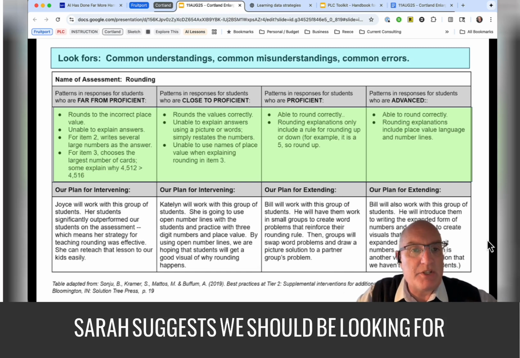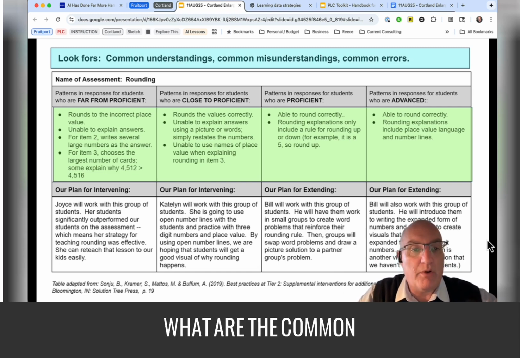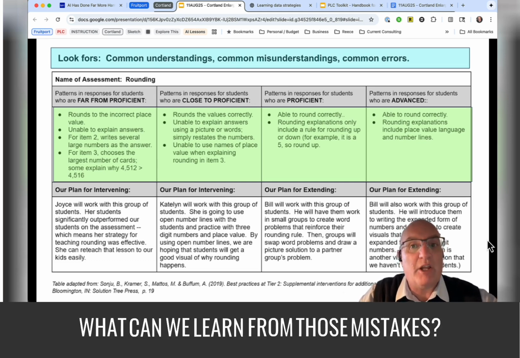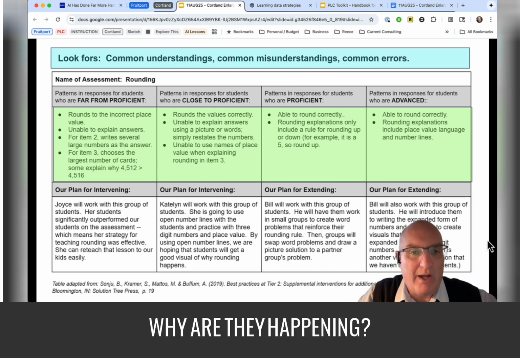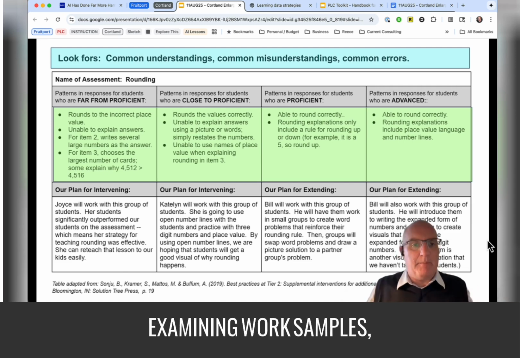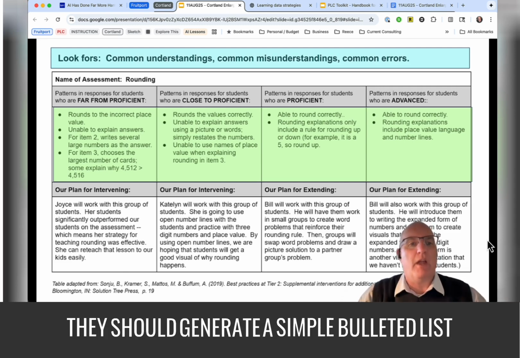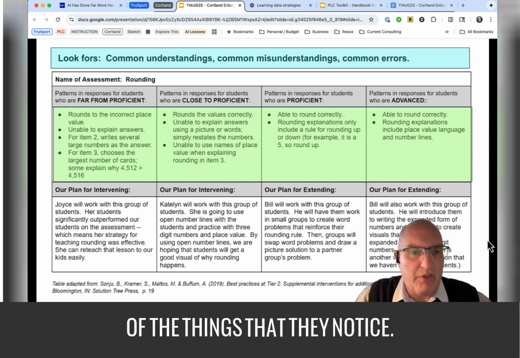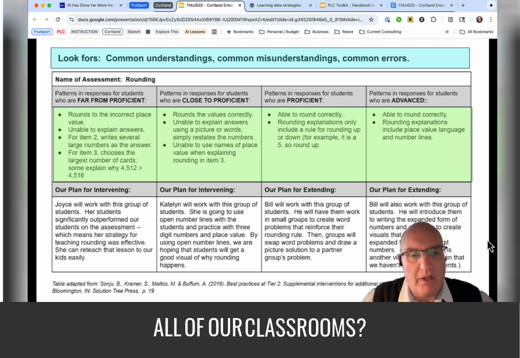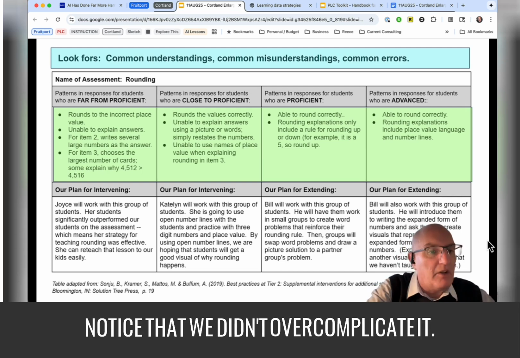Last but not least, Sarah suggests we should be looking for common errors. What are the common mistakes that kids are making? And then what can we learn from those mistakes? Why are they happening? When a team looks at those things by examining work samples, they should generate a simple bulleted list of the things that they notice. And are we seeing those same patterns across all of our classrooms? Notice that we didn't overcomplicate it.